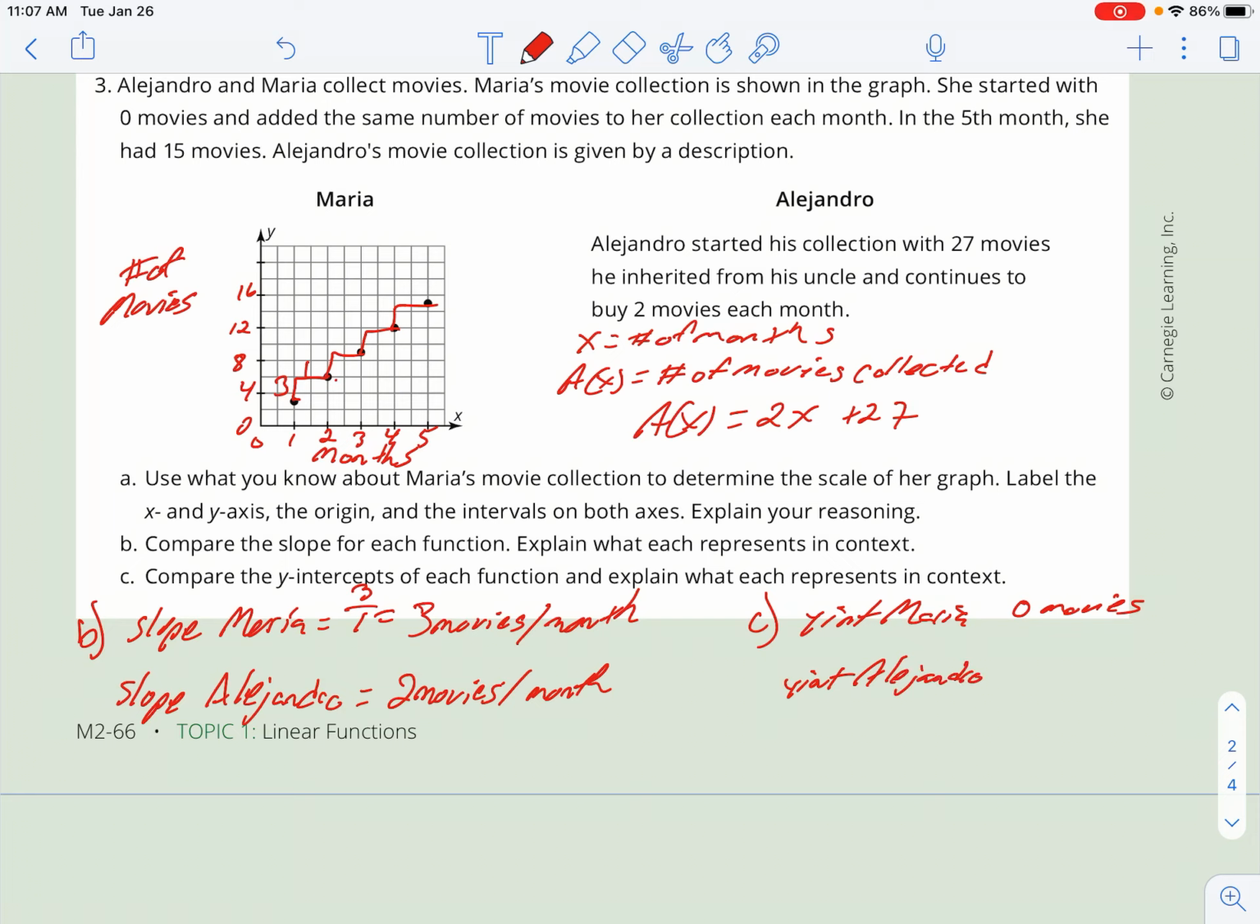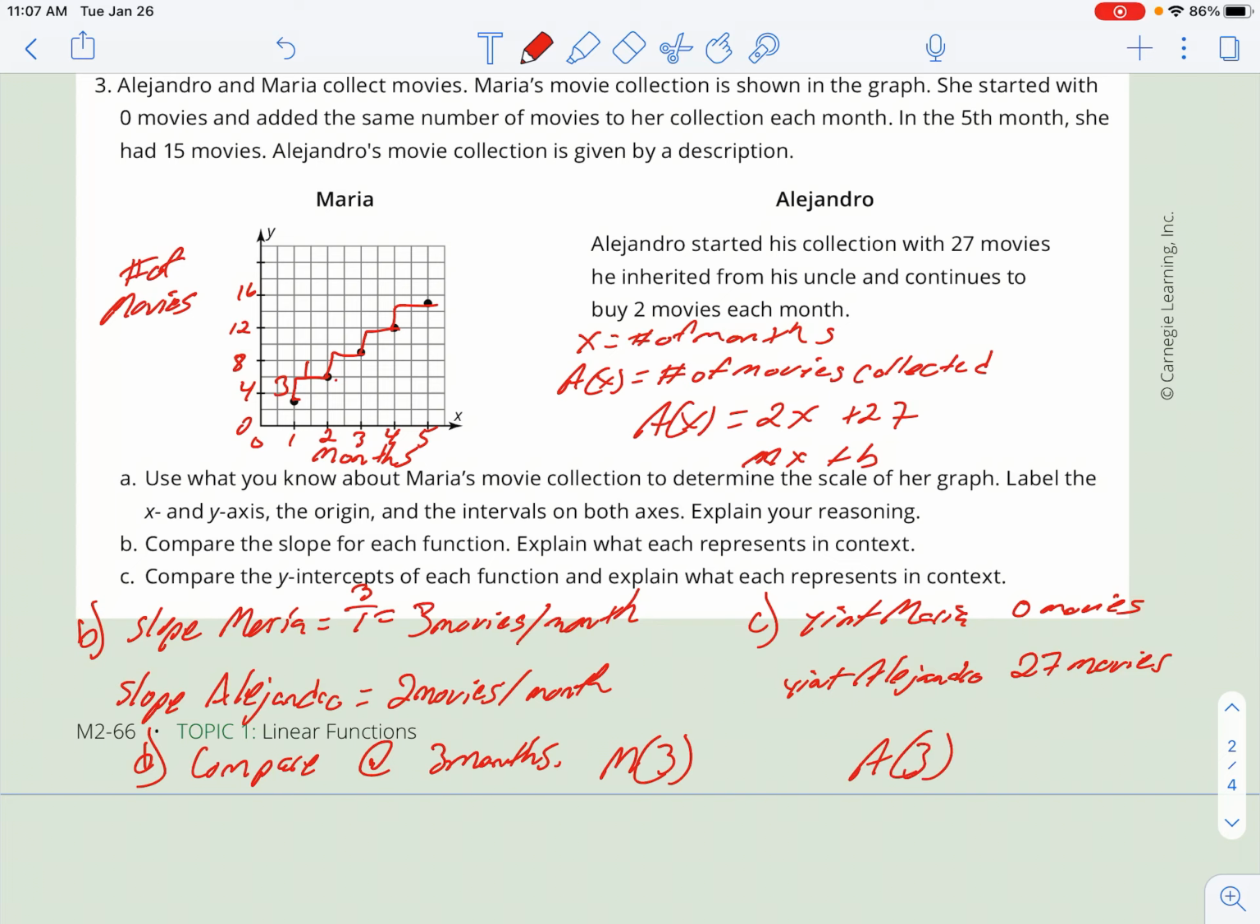Alejandro, though, he inherited some movies from his uncle. So again, y equals mx plus b. The b is the y-intercept. He's starting off with 27 movies right there. Now, I would add in a question D if I could, to basically say compare at 3 months. So another question would be Maria at 3 months compared to Alejandro at 3 months.